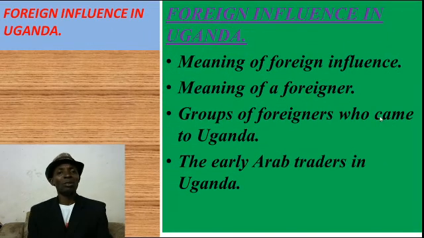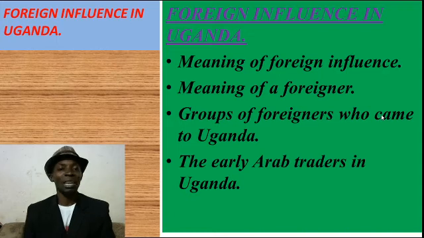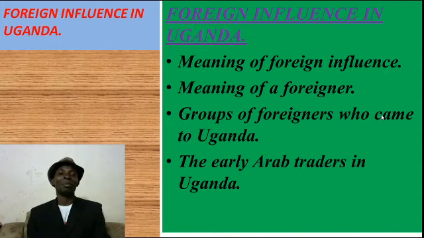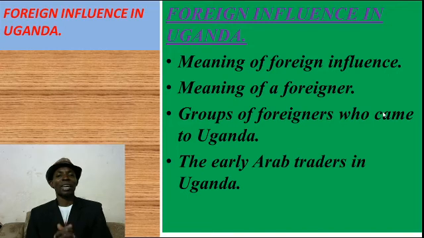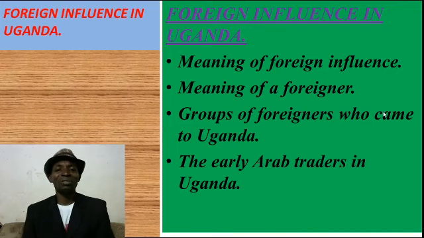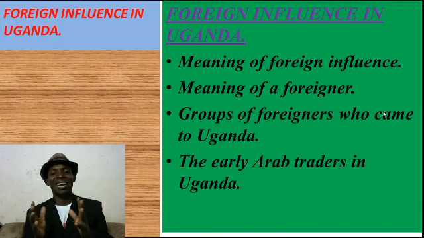We are going to handle these areas: the meaning of foreign influence, and we shall know what the word foreign influence means. Then we shall also know the meaning of a foreigner. Who is a foreigner? We shall also get to know groups of foreigners who came to Uganda, and the first group of traders to come to Uganda. These were the Arab traders.